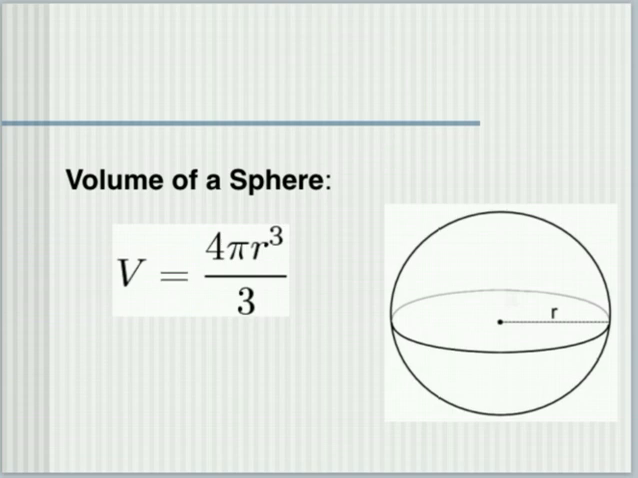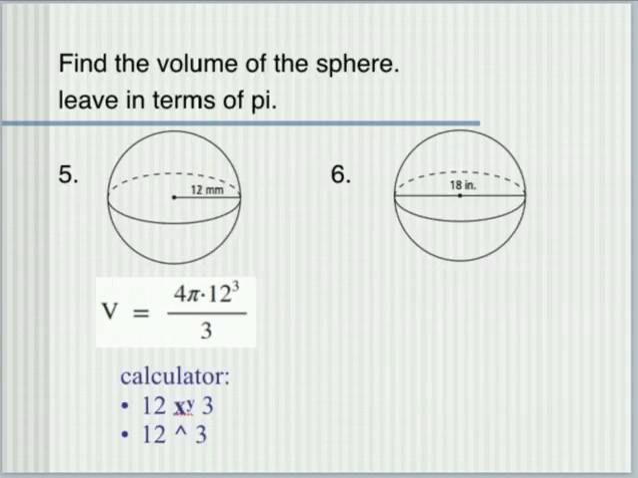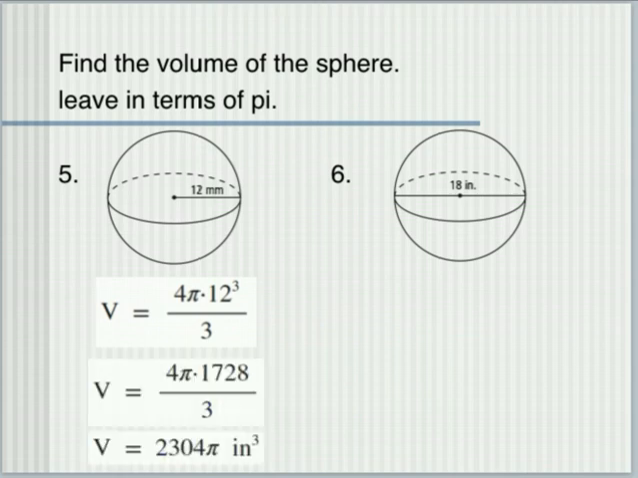Your volume formula for spheres is 4 pi r cubed all over 3. A quick note about plugging that into your calculator. Different calculators have different ways to do exponents. Some of you have an x to the power of y button, so you type 12, x to the power of y, 3. Some of you have a caret button for powers: 12, caret, 3. And when you simplify, you should get 2,304 pi cubic inches. This is volume, so make sure your units are cubed.